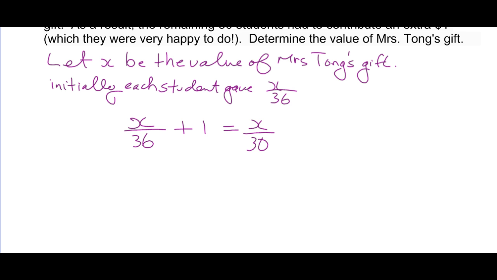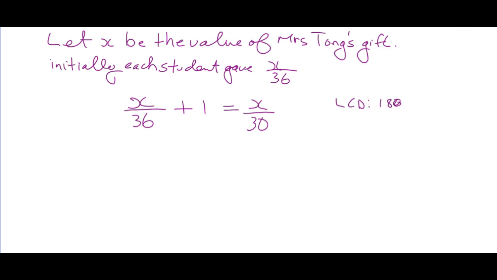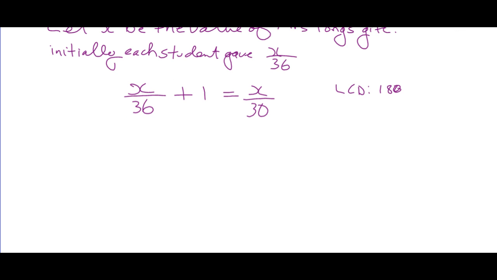What's the lowest common denominator? You could do 36 times 30, but I don't think we have to go quite that big. It's just going to be 180. 36 is 6 times 6, and 30 is 6 times 5, so I'm going to need 6 times 6 times 5. So the LCD is 180. It seriously wouldn't matter if you did the LCD as 36 times 30, because it's just going to factor out and solve. So we're going to multiply everything by 180.